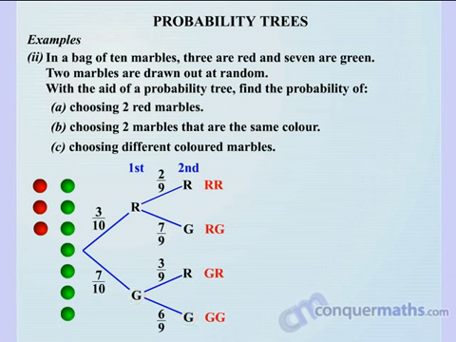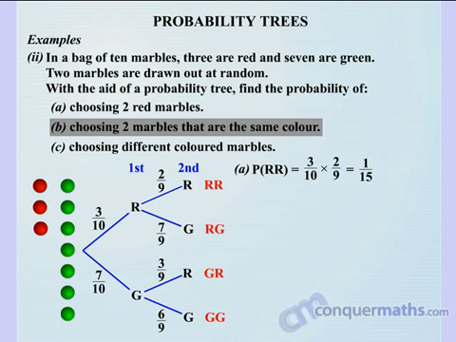Now I think we can start answering some questions. What's the probability of choosing 2 red marbles? So probability of RR, 2 reds, there it is. So to get there, 3/10 and 2/9. We need to multiply those 2 fractions. We end up getting 1/15.